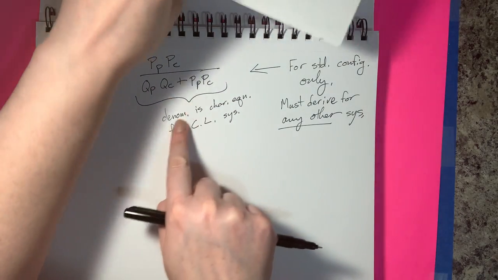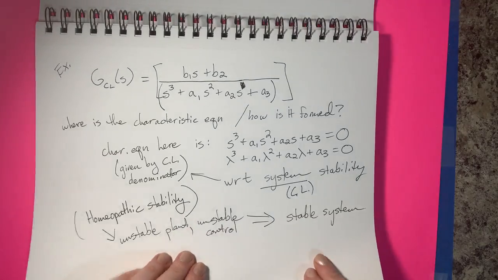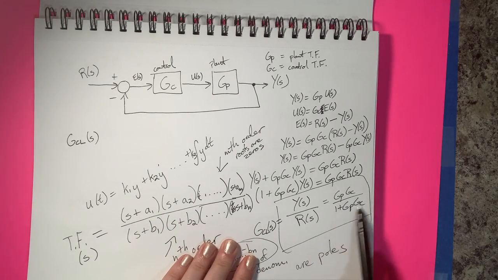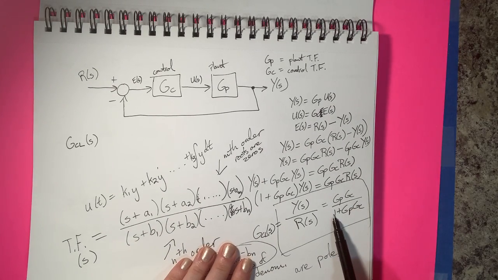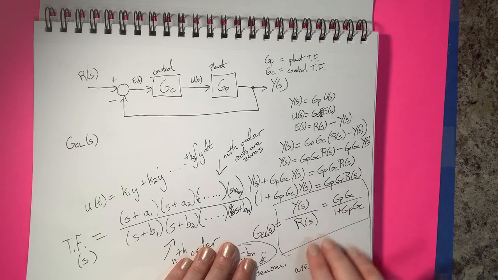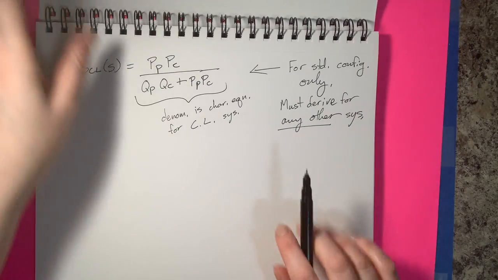It is not two pages back. It is not this denominator. It never fails. I have at least one student, usually a bunch, that will plug things into this, okay, and not reduce it. This is not the characteristic equation. You must plug it all in and do the simplification that we just did, okay?